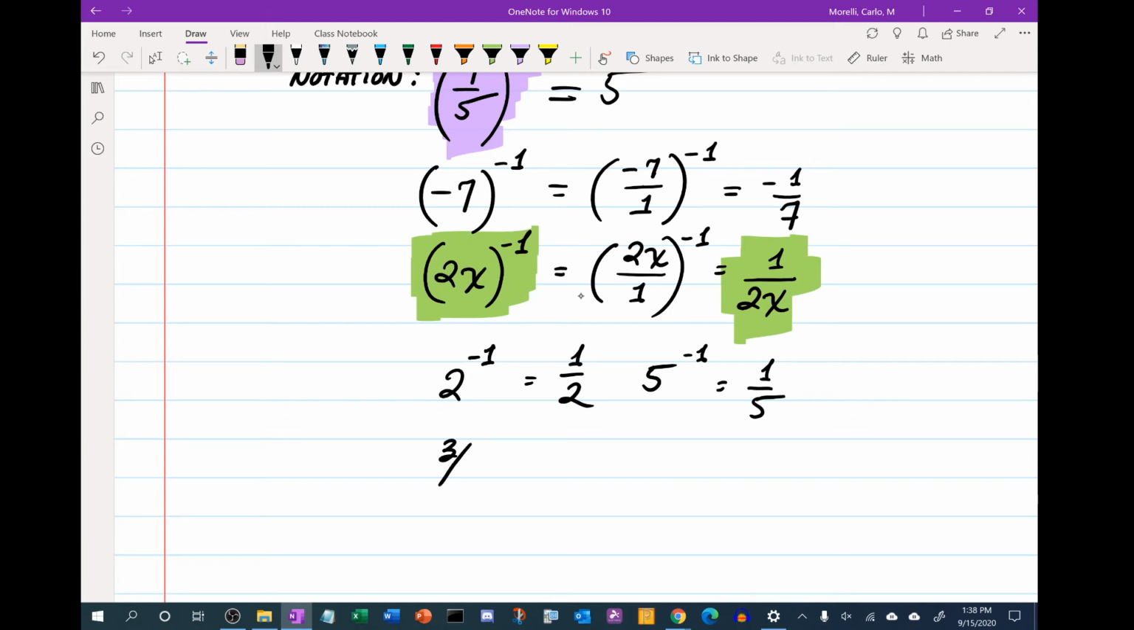3 over 7 raised to the power of negative 1 is equal to 7 over 3. Are you starting to catch this? Don't overthink this. Just make it into a fraction and flip it.